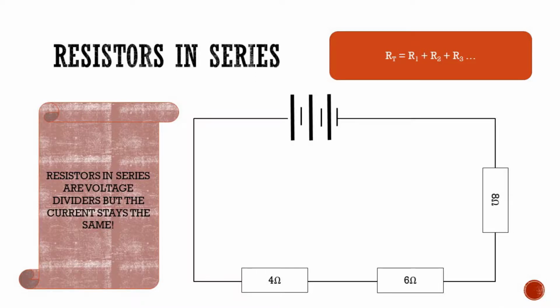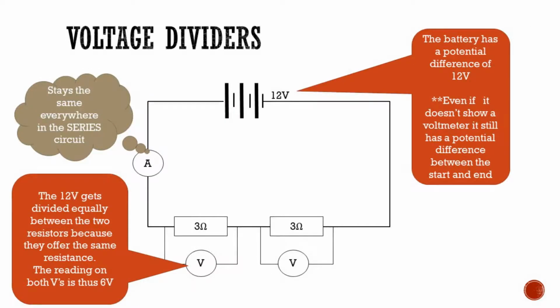So what does that mean? If the battery over here has a potential difference of 12 volts, and just remember, even if there's no voltmeter, there's still a potential difference between the start and the end. It's just not specifically being measured. So no voltmeter there, but the battery is still a 12-volt battery as said over there. Because those two resistors are each 3 ohms, the 12 volts is divided equally between the two resistors. Hence, each reading on those 2 voltmeters would be 6 volts. Remember, the current stays the same everywhere in the circuit.